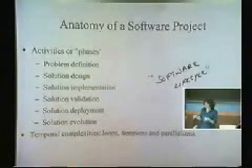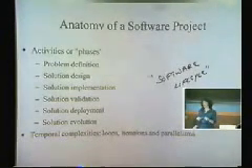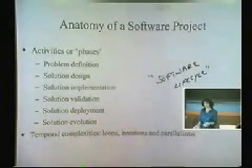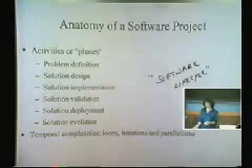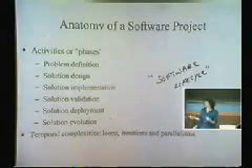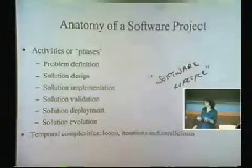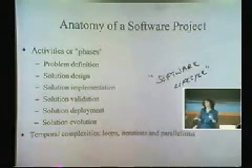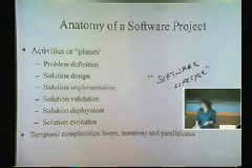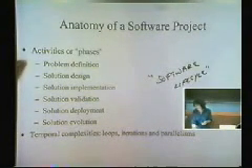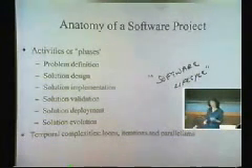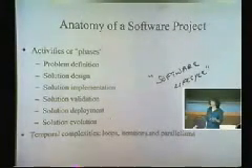In this course, we prefer to talk about the various activities that are part of a software engineering, part of a software project life cycle. Activities being things that people are doing. So what do we see as being the core activities in software engineering? Well, the first activity that I have listed here, and it pretty much has to be the first in time as well, is problem definition.